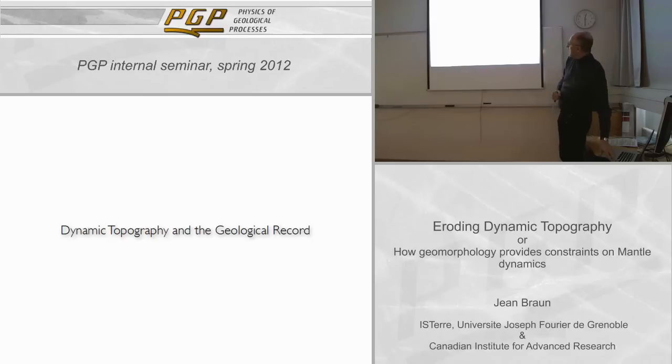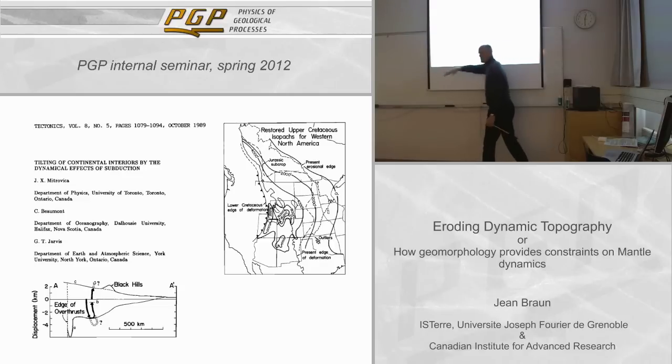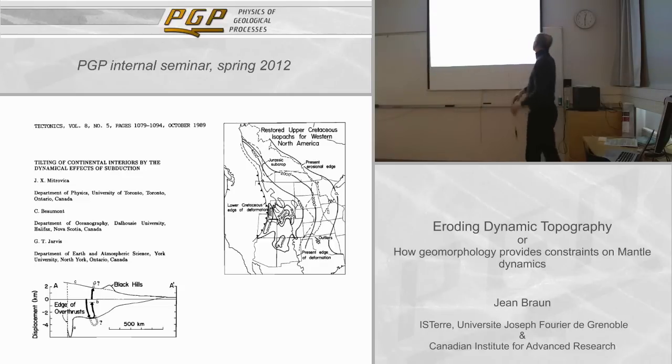I'll give you a very quick example or two. The tilting of the North American continent. This actually was already published in '89. There's this very long wavelength sedimentary wedge that crosses most of North America from east to west towards what was the Laramide orogeny.